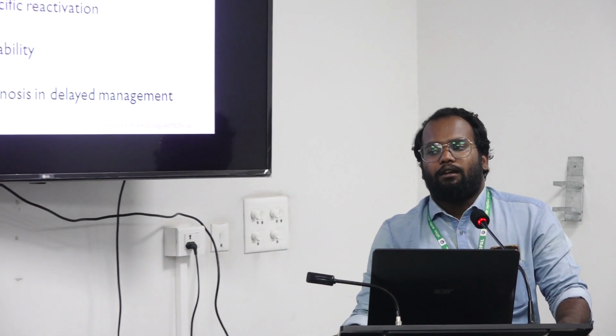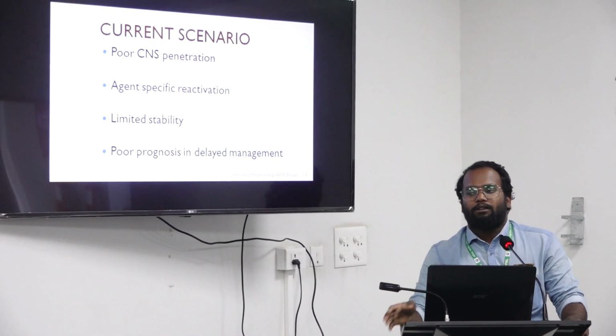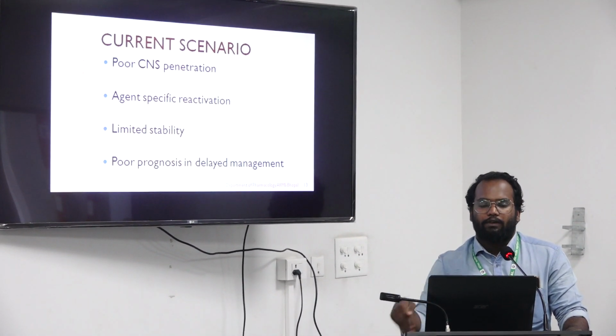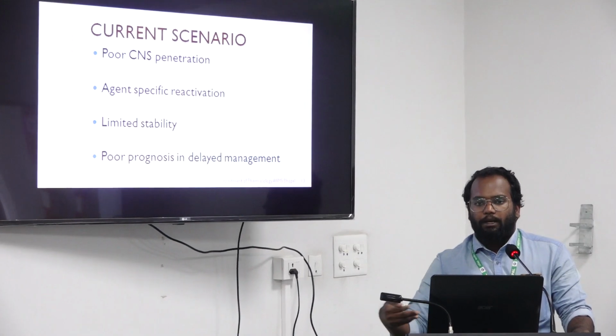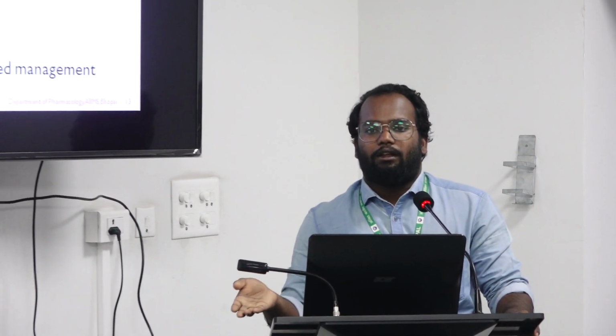But still we have some issues, like poor CNS penetration by both atropine and oximes. And if we give oximes, it is not general to all the OPCs; it will go and reactivate the enzymes, so these oximes are also agent specific. For example, it will react separately to separate nerve gases like tabun, sarin. It responds to the different agents differently. Then limited stability: once we give these oximes, they immediately get oxidized to the inactive form. That is one issue we are facing with oximes.